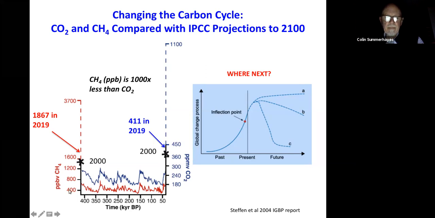The importance of the methane is, even though it's in small amounts, parts per billion, it's 28 times more powerful as a greenhouse gas than carbon dioxide. So it still is a very important feature of our climate system.